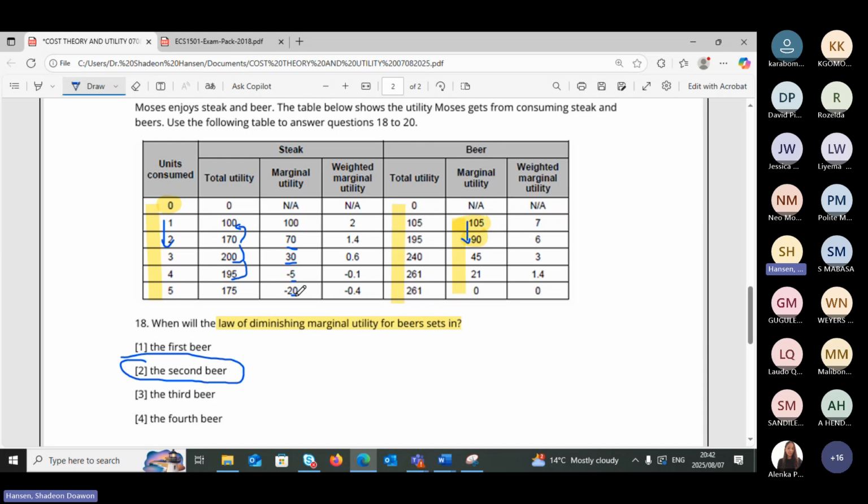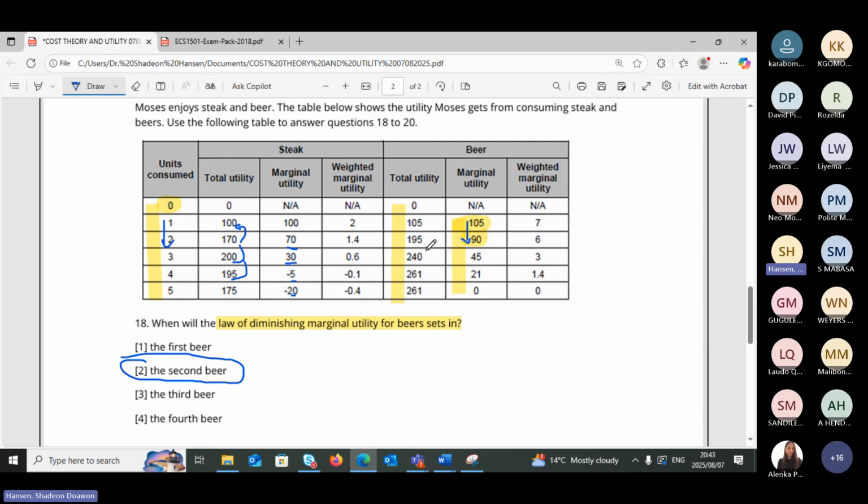If we want to calculate backwards, students, from marginal utility to total utility, you take the 100 over here, plus the 70 over there, that gives us 170. Do you see? 170 plus the 30 gives us 200. 200 minus 5 gives us 195. 195 minus 20 gives us 175. The same way over here.